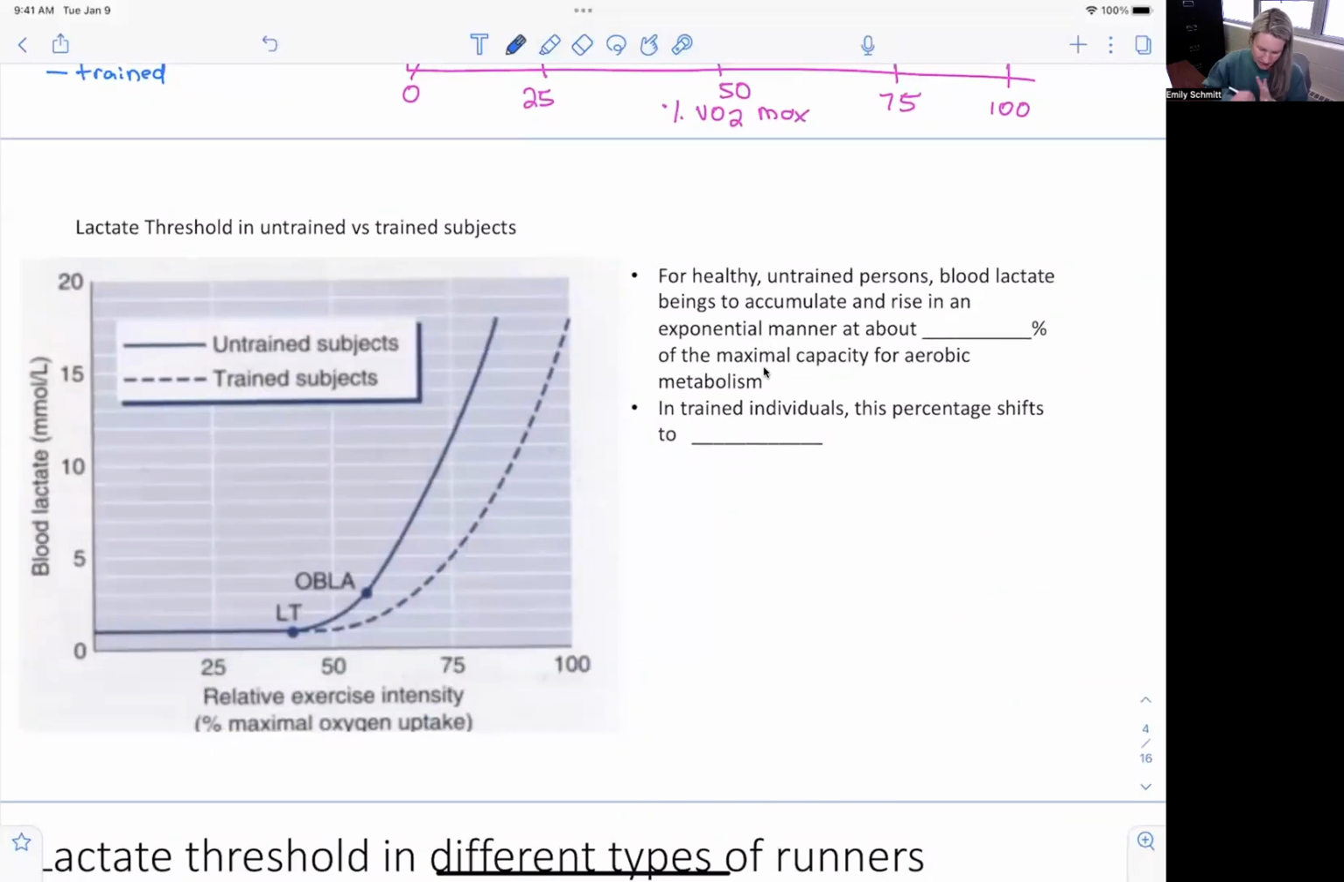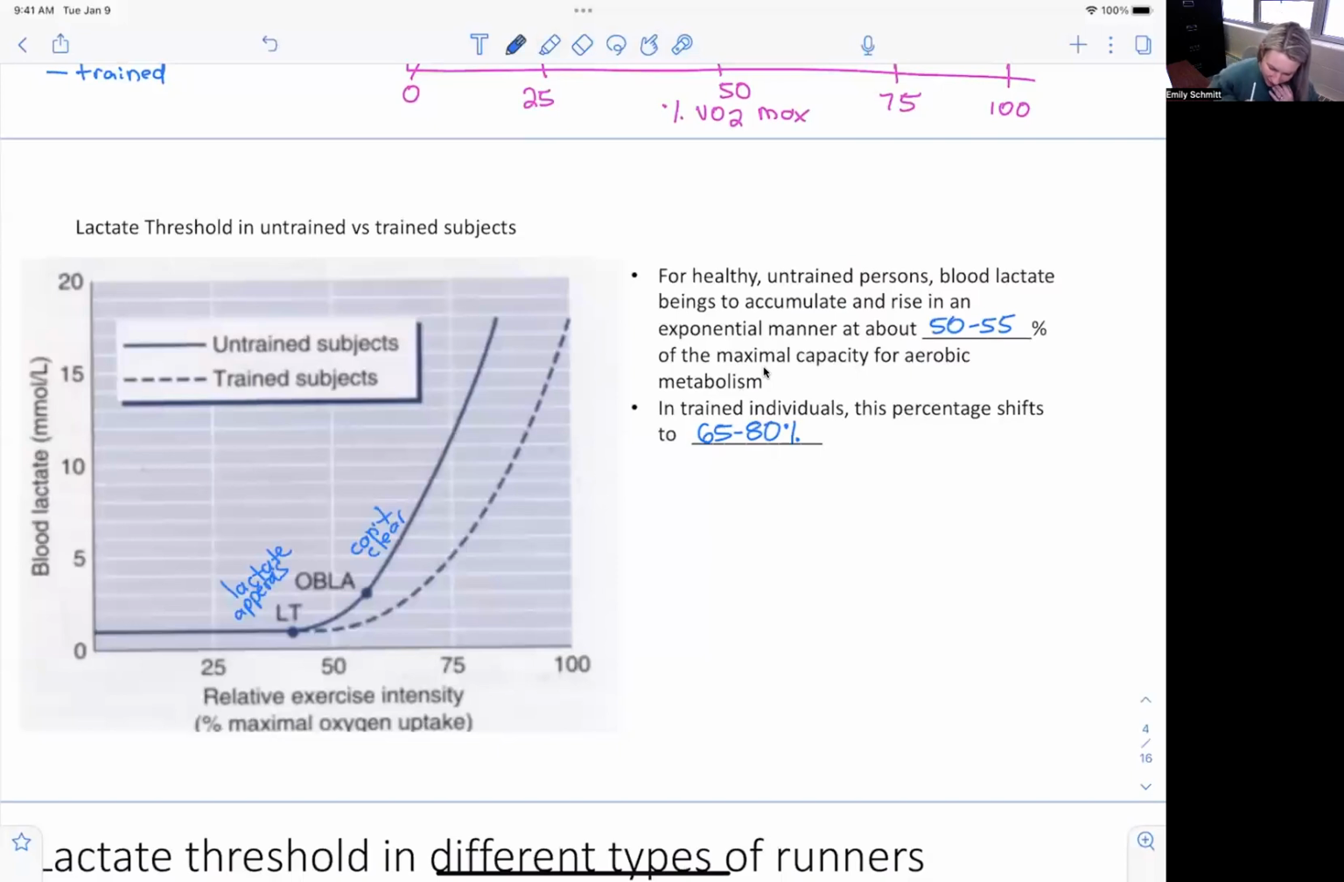Here's another way to look at this same information that I just shared with you. Our lactate threshold is where lactate first appears, and the onset of blood lactic acid accumulation is when you can't clear that lactate. For healthy but untrained persons, blood lactate begins to accumulate and rise in an exponential manner at about 50 to 55% of the maximal capacity for aerobic metabolism. However, in a trained individual, this will shift to about 65 to 80%. Again, it's variable because we're all different, so it's always good to give ranges for these sorts of things.